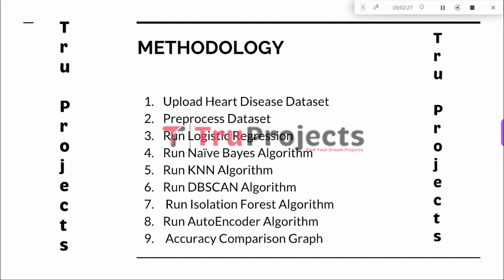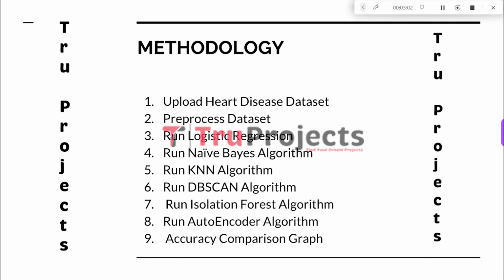And the third module is run logistic regression. This module focuses on training and running the logistic regression algorithm on the pre-processed dataset. The algorithm learns patterns from the input features to predict the presence or absence of heart disease. The fourth module is run Naive Bayes algorithm. This module trains and runs the Naive Bayes algorithm on the dataset. This is a probabilistic classifier that assumes independence between the features and calculates the likelihood of an instance belonging to a specific class.